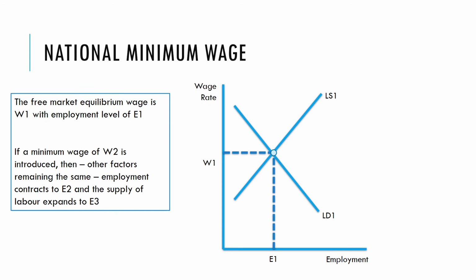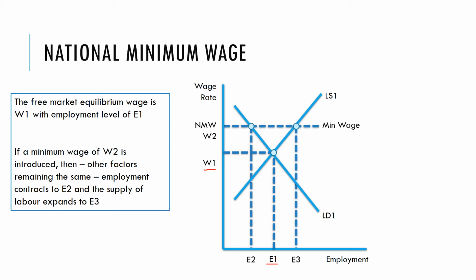So let's have a look at how this might work in practice in our market. So imagine a current scenario where we have a wage rate of W1, and this would lead to employment of E1. Now, the government might decide that actually W1 is too low. It's too low a wage rate to guarantee people a good standard of living. So we're going to pass a law saying that the wage cannot drop below W2. So now any worker who works has to receive W2.